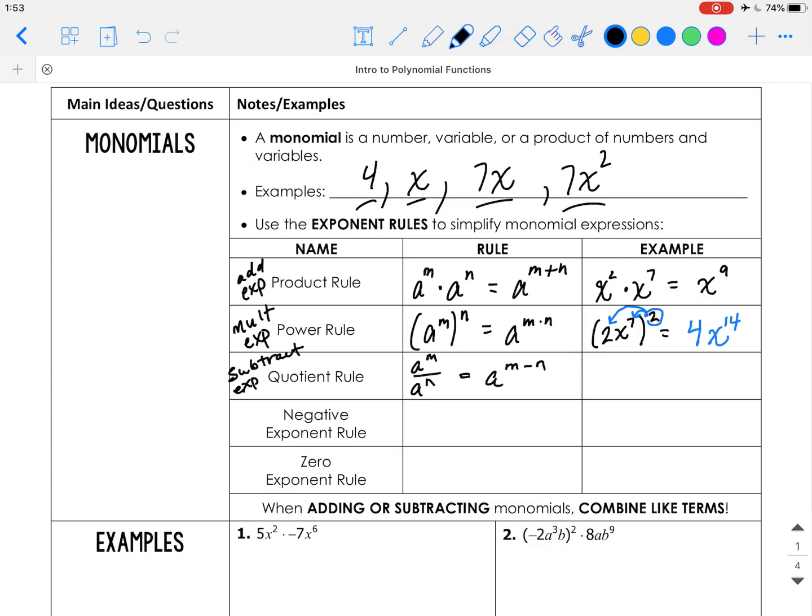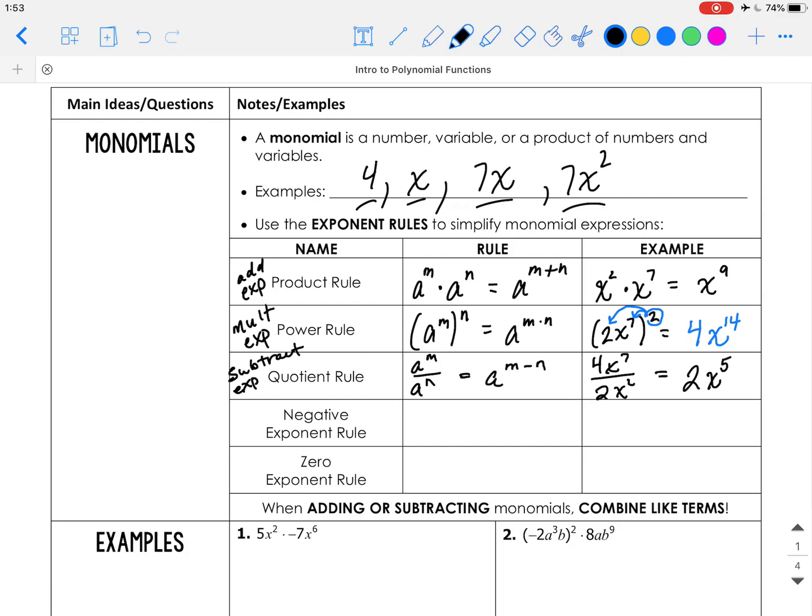So let's give you a cute example. Let's say I had 4x to the 7th all over 2x squared. I would treat the coefficients in front like normal, so 4 divided by 2 gives me 2. And we know with exponents we need to subtract, so 7 minus 2 will give me 5.